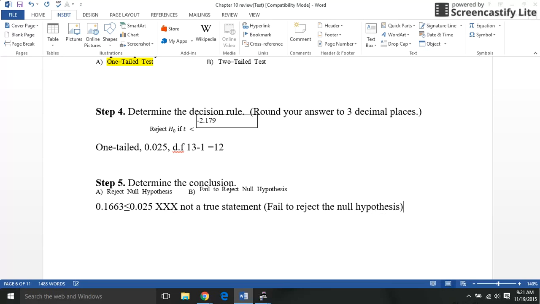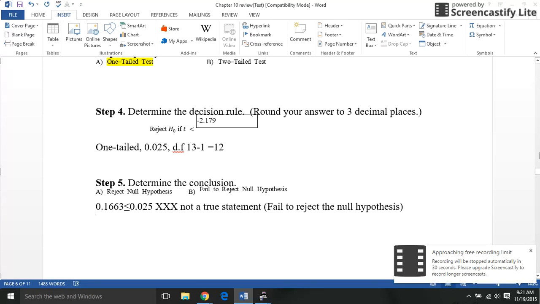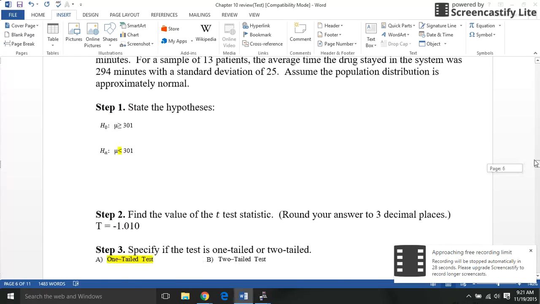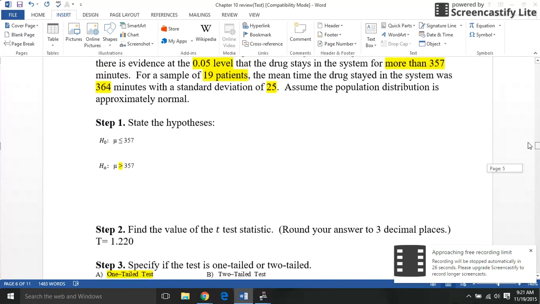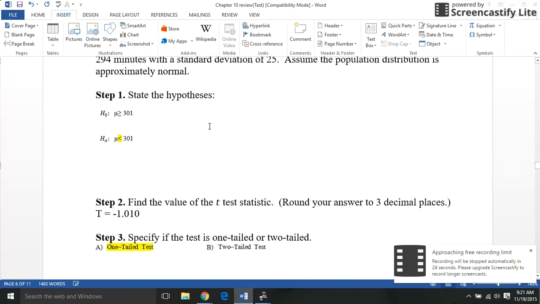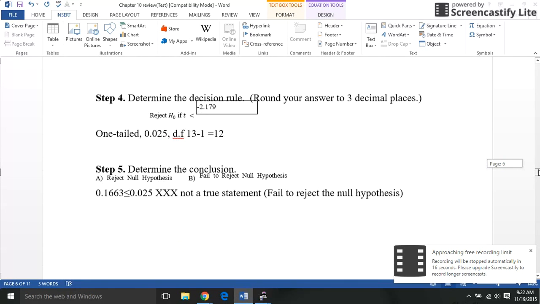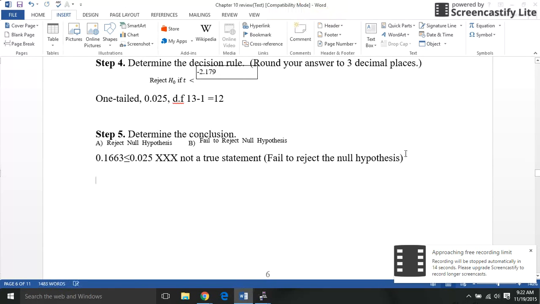which means that if I go up here and look at it, oops, I went too far. This one is correct. The mean time is greater than or equal to 301. Okay, so I'm going to put this right here. All right. So that is a true statement.